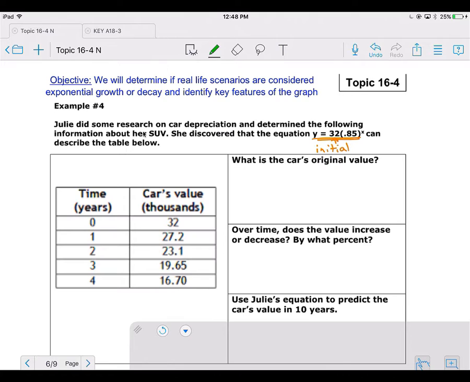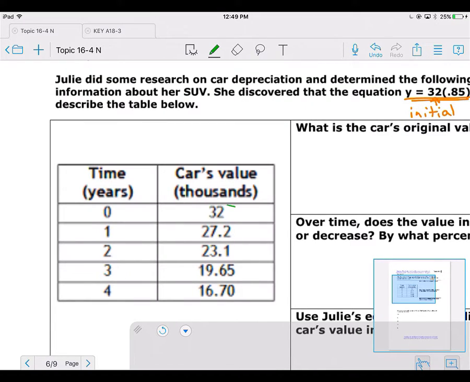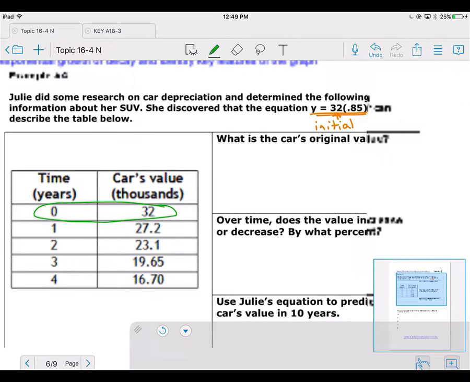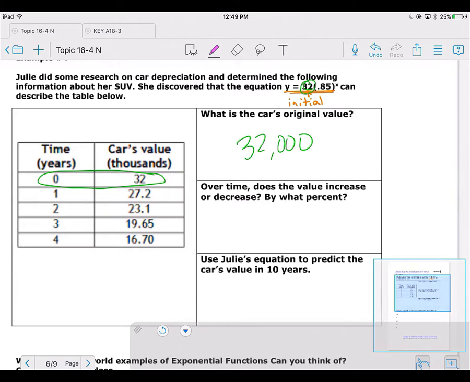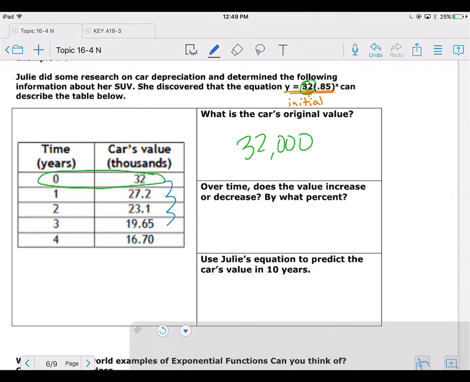The last problem is talking about an SUV, and Julie has already given us this equation. So they ask us for the car's initial or original value. So we can look at the table for the y-intercept, or we can look at the equation for the y-intercept. So her initial starting value is 32,000. Then they're asking over time, is this increasing or decreasing by what percent? So if we look at the table, we can see it's decreasing, and it's going to decrease by 85%.